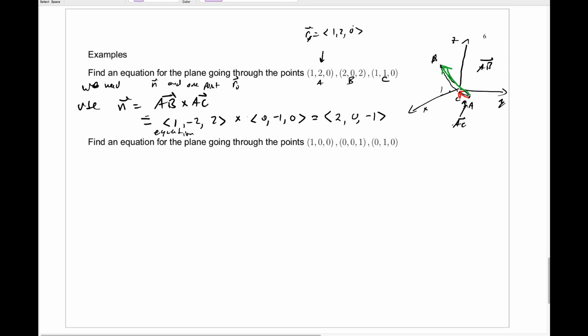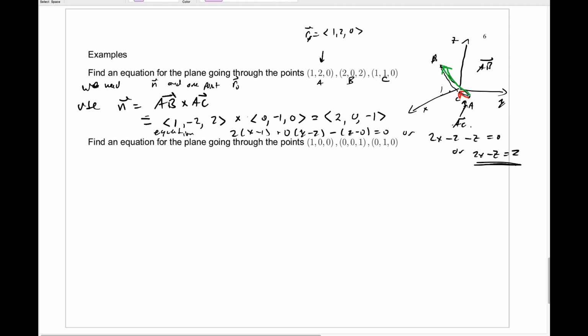for the plane just by writing the first coordinate of n, which is 2, times x minus the first entry in R0, that's x minus 1, plus 0, times y minus 2, minus 1 times z minus 0 equals 0, or that simplifies to 2x minus 2 plus 0 here, minus z equals 0, or 2x minus z equals 2. This is a very simple form of an equation for that plane.